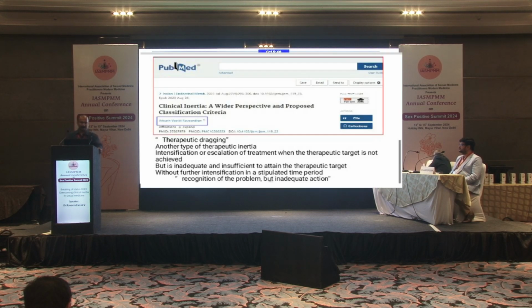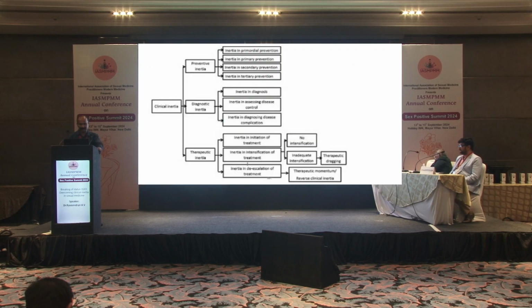So this is our own paper. We coined a term, therapeutic dragging, which is a type of therapeutic inertia where there is intensification or escalation of treatment when the therapeutic target is not achieved, but it is inadequate and insufficient to achieve the therapeutic target, and there is no further intensification in the stipulated time period. So, in simple words, it is the recognition of the problem but inadequate action. That is called therapeutic dragging.